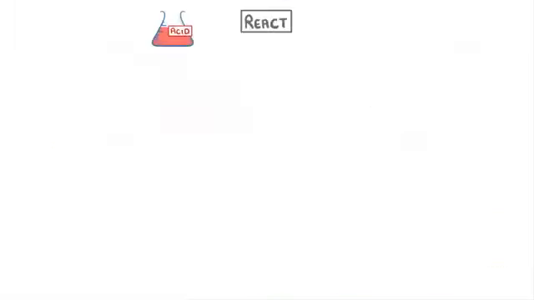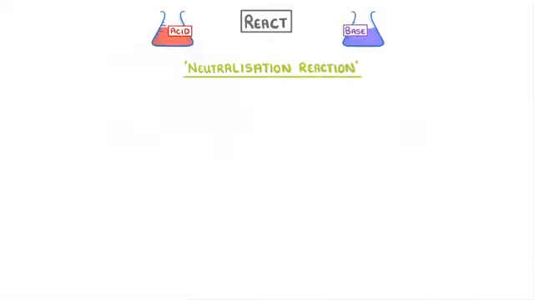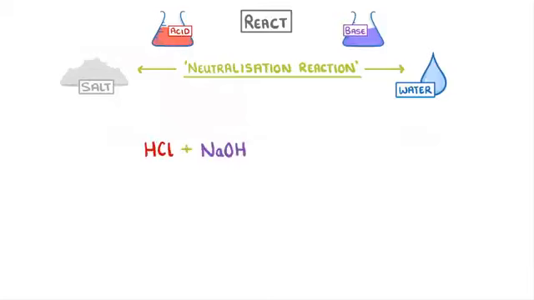If we react an acid and a base together, then we get a neutralization reaction, which will always produce a salt and water. For example, hydrochloric acid plus sodium hydroxide, which are the most common acid and base, will react to form sodium chloride, which is a salt, plus water.